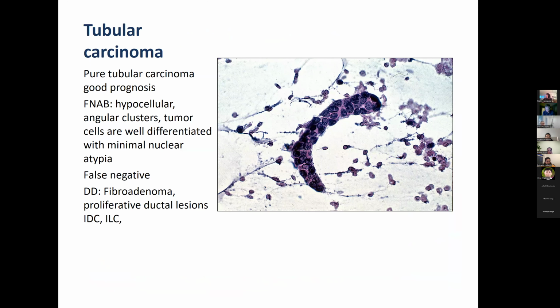Let's go to another special type of breast cancer, which is the tubular cancer. Again, very difficult on cytology to make the diagnosis. This is a very good prognosis cancer, but it is important on cytology specimens not to miss it because, again, it's going to be a hypocellular specimen. But the clue is these rigid outlines and this kind of angular clusters that you see. This is a very common source for false negative. Again, there are mimics with other benign entities like fibroadenomas, so it is not an easy diagnosis to make.